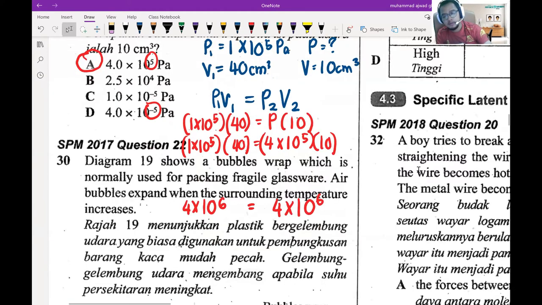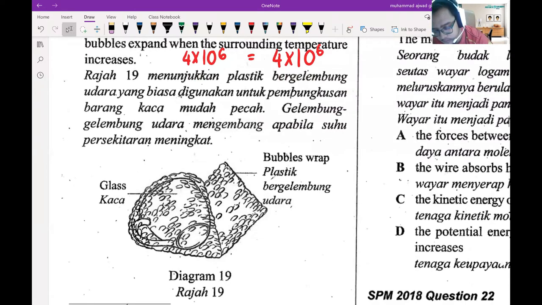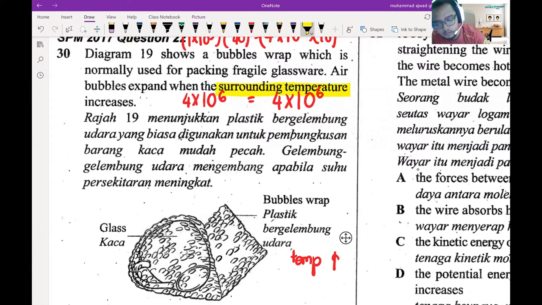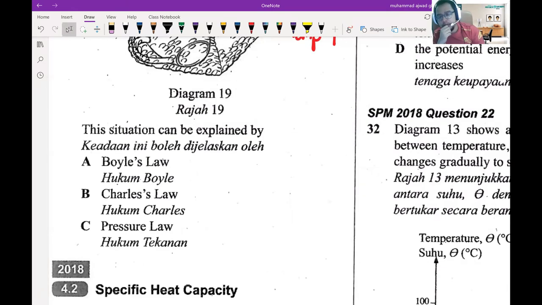Alright. So nak pergi 30. Diagram 19 show a bubble wrap which is normally used for packing fragile glassware. Air bubbles expand when the surrounding temperature increase. So kat sini temperature increase. So ada temperature. Okay, dia ada ayat kat situ temperature increase. So which law tu kalau ada temperature tu? Charles law. Okay, temperature sebab apa? Dia kata air bubble expand. So volume dia berubah. Okay, the situation can explain by Charles law. Okay, volume dia berubah.